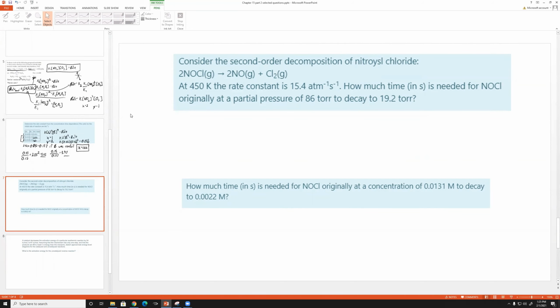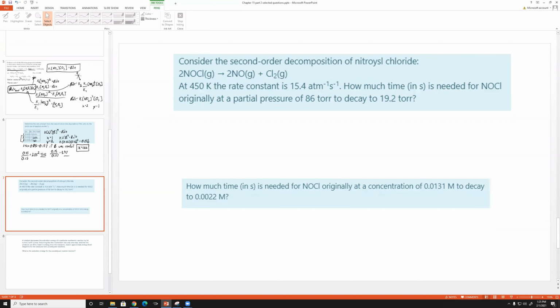Next question. Consider the second order decomposition. At 450 degrees, the rate constant is 15.4 atm per second. Now, it's not molar per second. In this case, atm per second, we're dealing with gases. How much time is needed for NaCl, originally at a pressure of 86 torr, to decay to 19.2 torr?